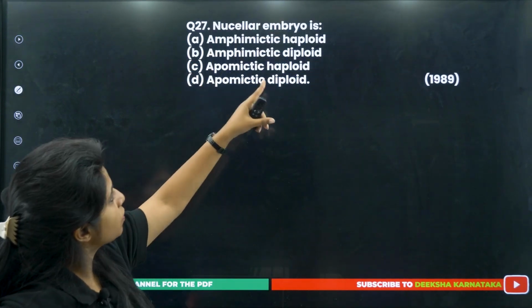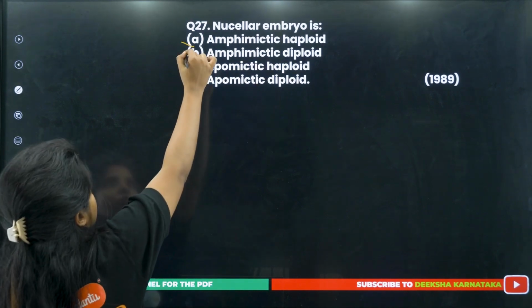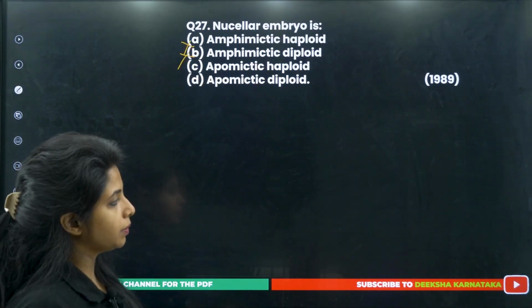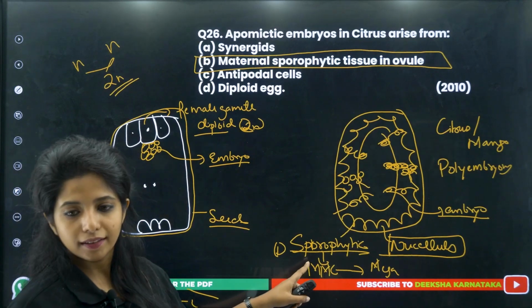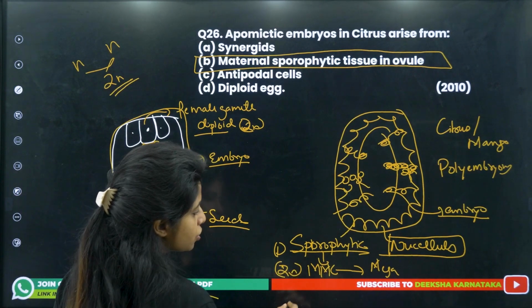They will be amphimictic haploid. You don't need to know the amphimictic thing. So let's cross apomictic haploid with apomictic diploid. Haploid or diploid, you tell me. Nucleus cells, MMC, all of them, they are diploid children. They are 2n in nature.